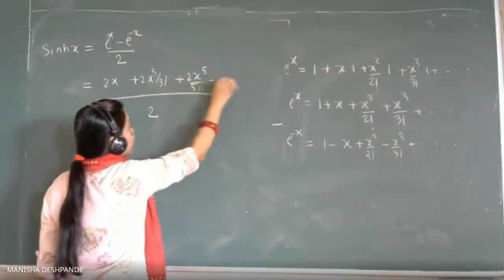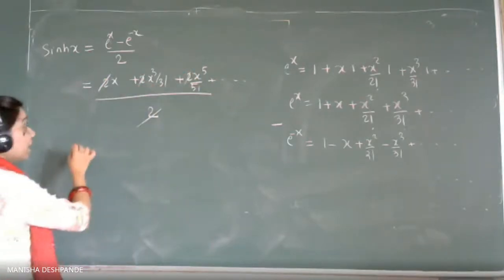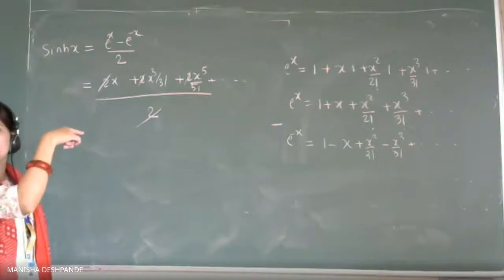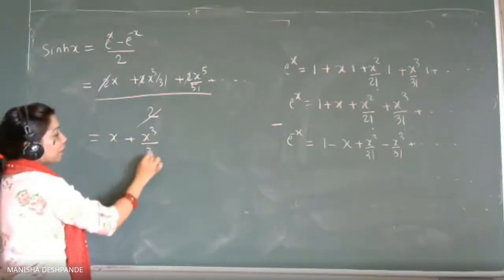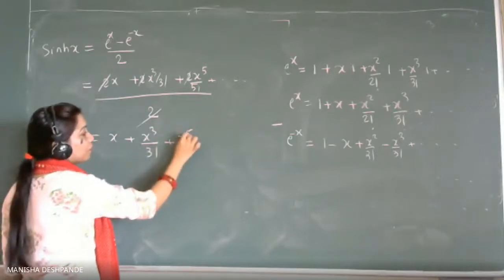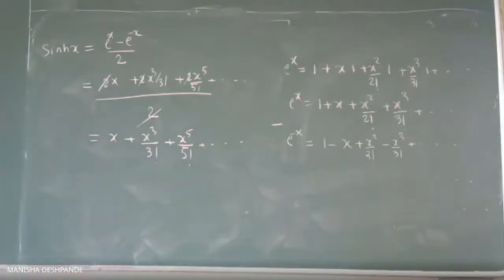So this 2 which comes common will be cancelled. I'm taking it common and I'm cancelling. Okay. So it will become x plus x cube by 3 factorial plus x raised to 5 by 5 factorial and so on. So actually it's not at all difficult to remember this equation. It is the same as sin x, only sin x had alternate plus minus, here all are plus.